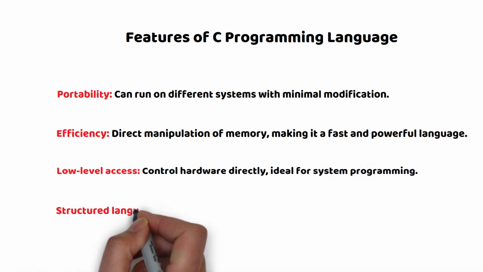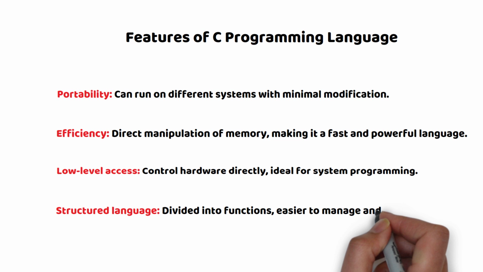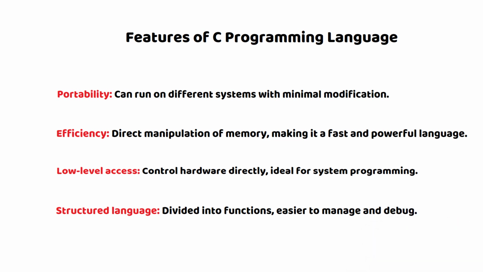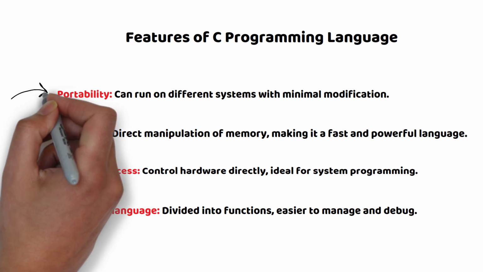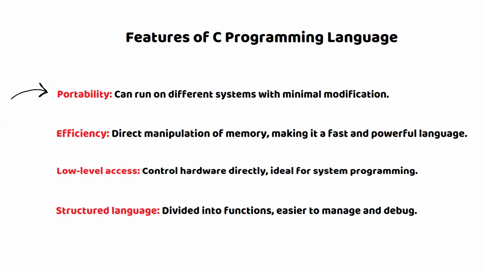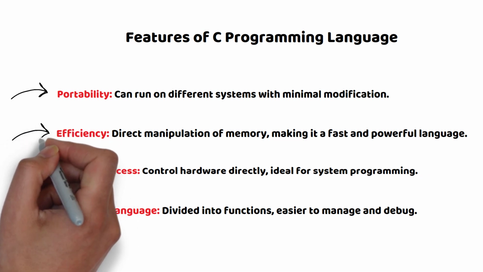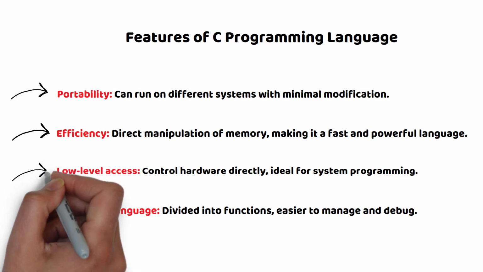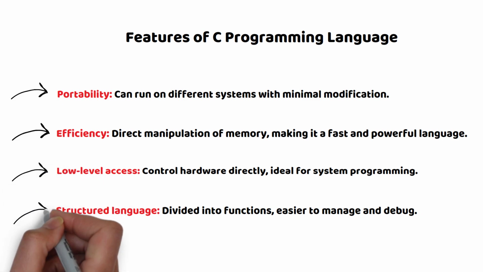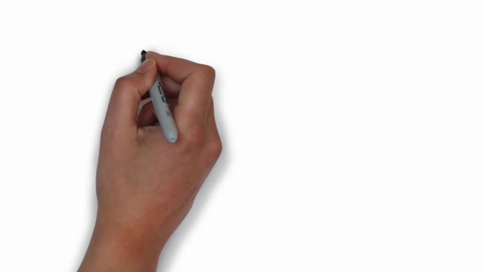C programs can be divided into functions, making them easier to manage and debug. Well, C has several important features that make it stand out. It's highly portable, meaning the programs written in C can run on different sets of machines without changing the code considerably. It's also very efficient, offering direct access to the memory, and its structured paradigm allows for organized and modular programming.